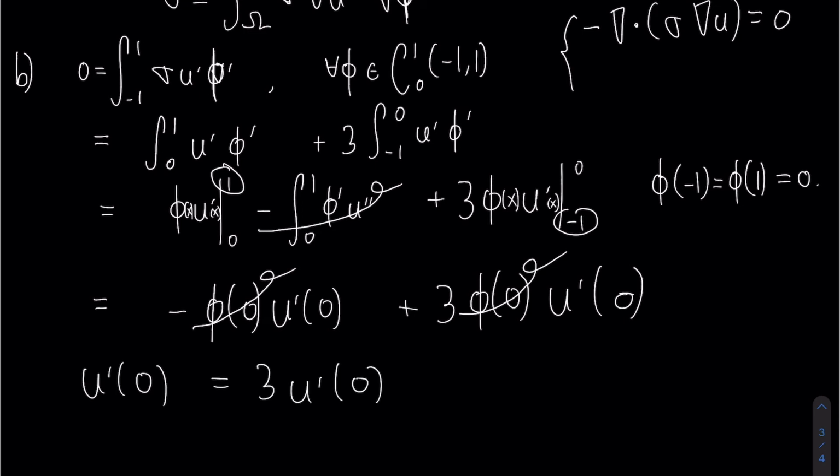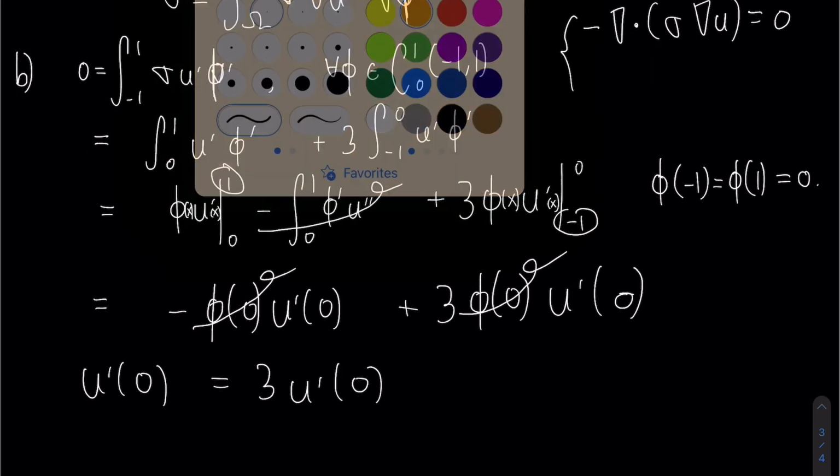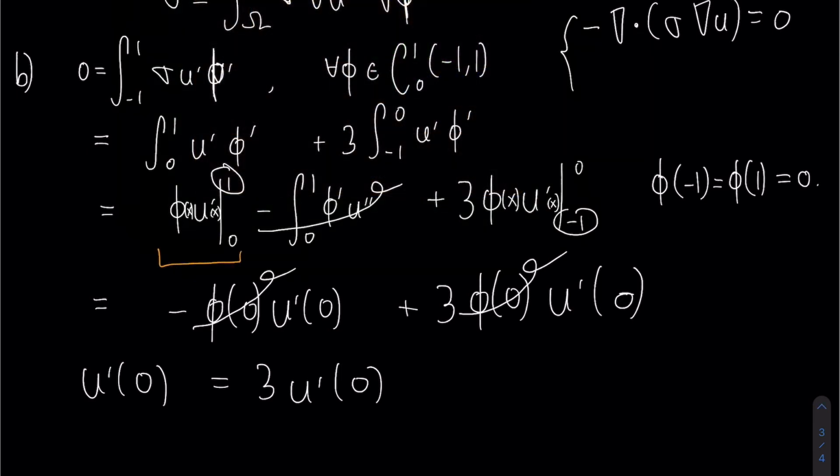So what does it mean that u prime of 0 is equal to 3 times u prime of 0? Well, let's be more precise here. This part is on the right side of the interval, the positive side, so this is coming from the right. And this part is from the left, because we have our evaluation going from -1 to 0.